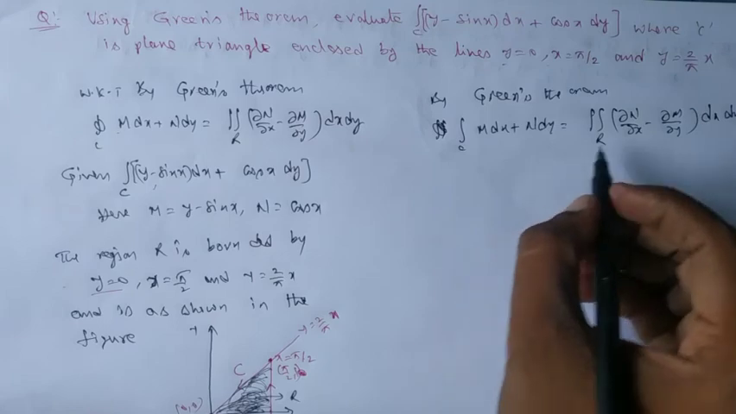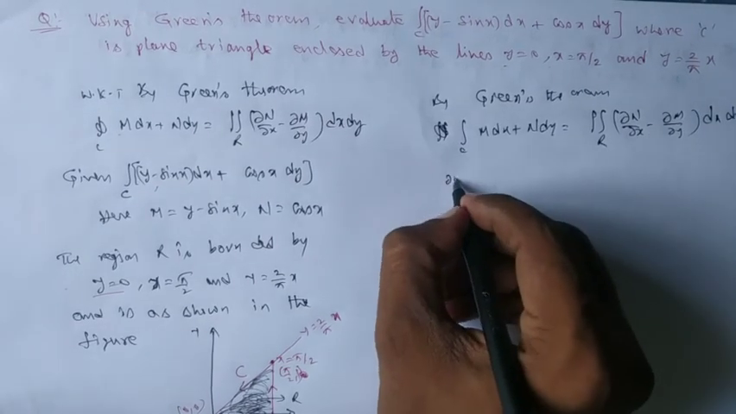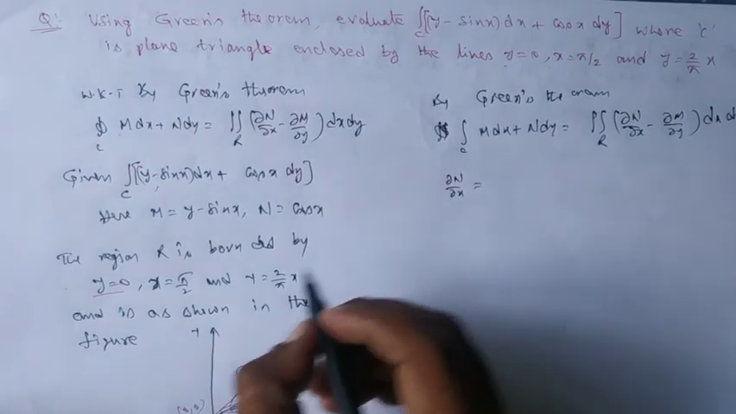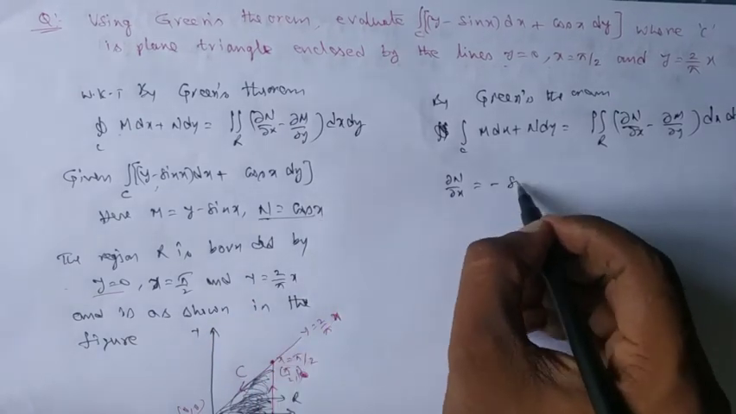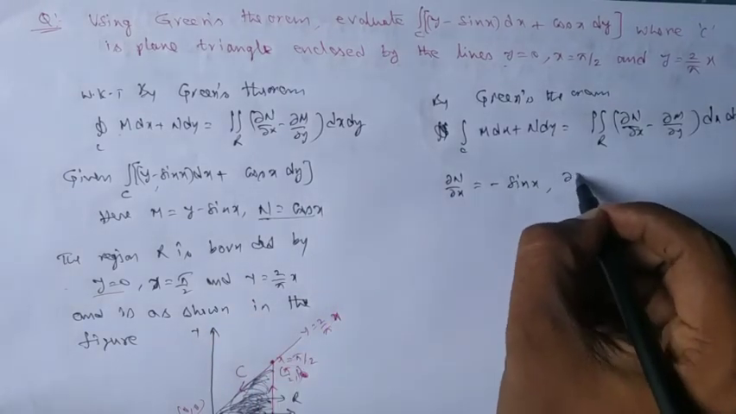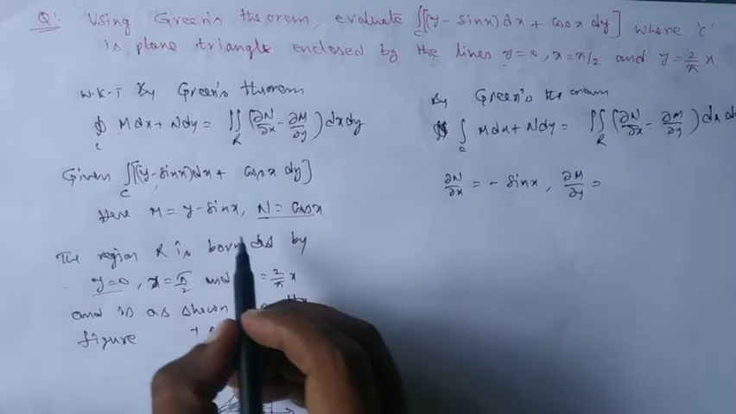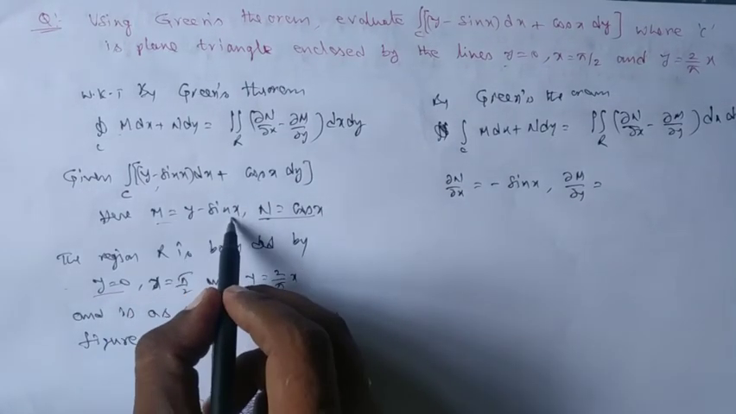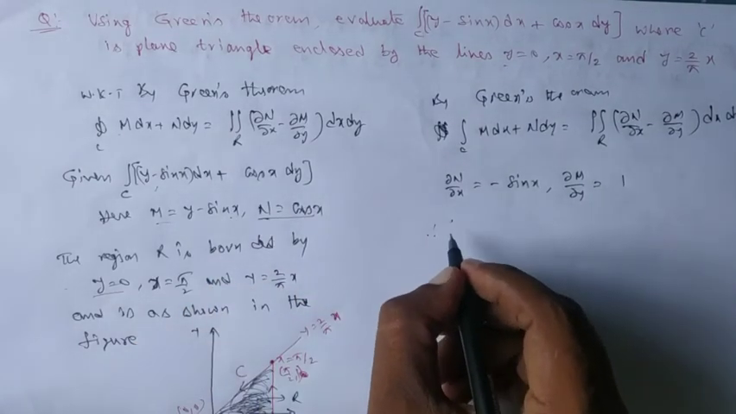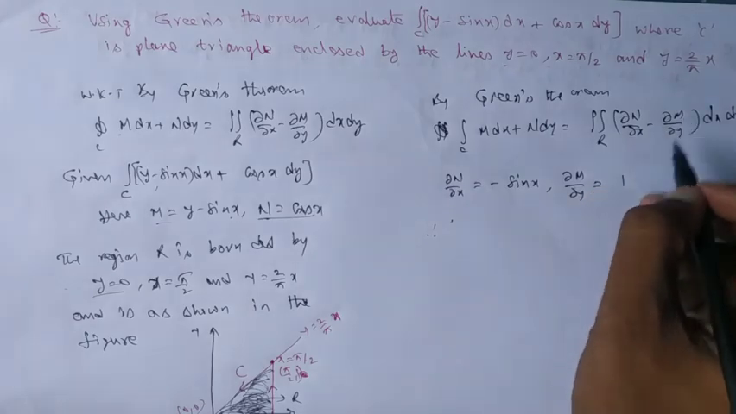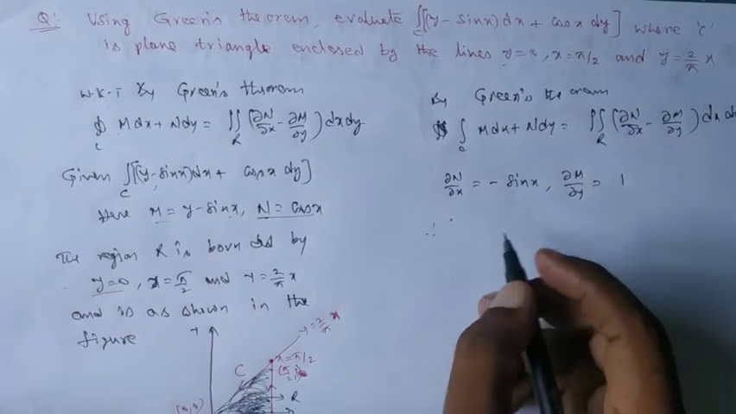Okay, so here you should first calculate what ∂N/∂x is. N equals cos x, so ∂N/∂x is minus sin x. ∂M/∂y: if you take this as the M, what is the differentiation of this one with respect to y? It is 1. So therefore we can calculate ∂N/∂x minus ∂M/∂y from this expression easily. Now what is the next one?